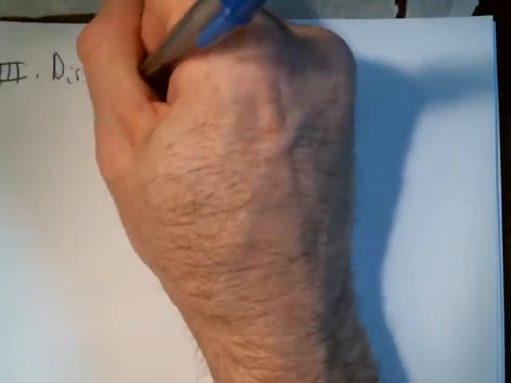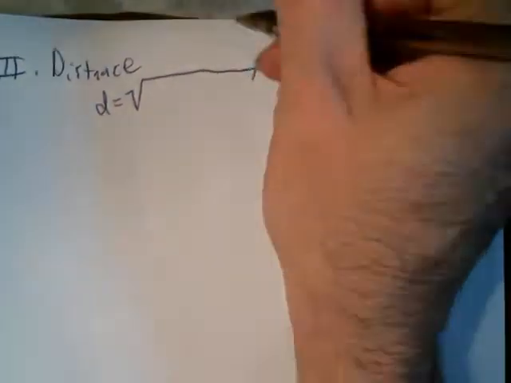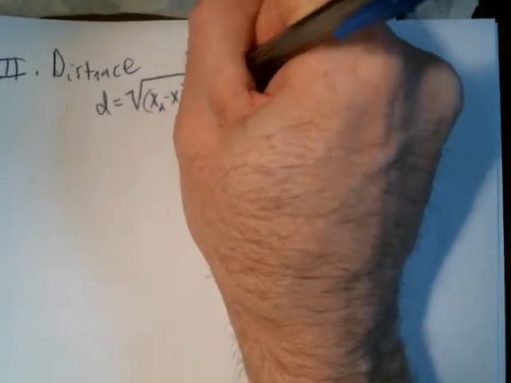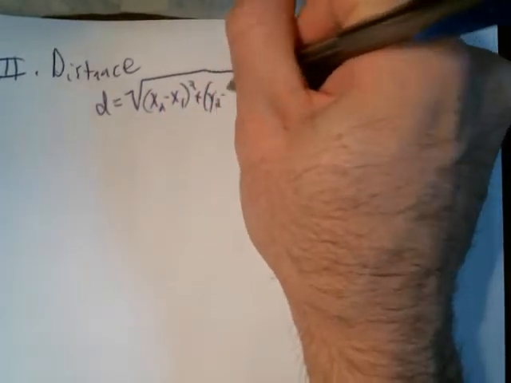Let's look at, what page am I on? Let's take a look-see at distance problems. So we're trying to minimize or optimize some sort of distance. And of course, the distance formula, d equals the square root of x2 minus x1 squared plus y2 minus y1 squared.